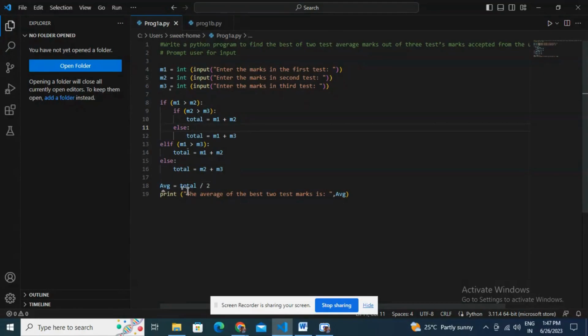Then average is equal to total divided by 2, to find the average of the two highest marks. Then we will be printing the output: the average of the best two test marks is average.